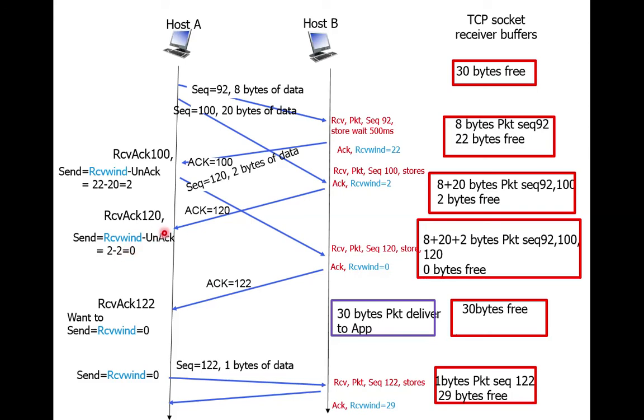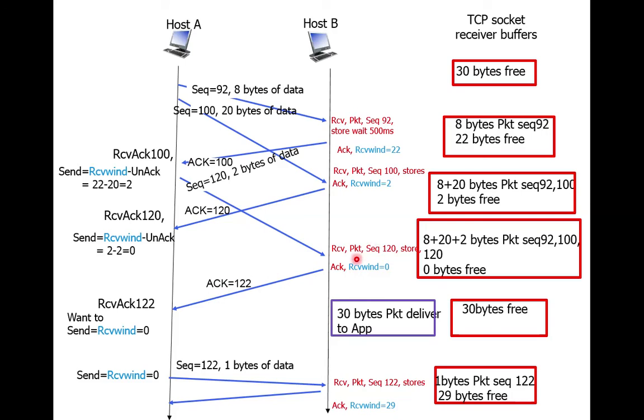Okay, now suppose that this third packet has also arrived and is stored in the buffer. So now 8 plus 20 plus 2, three packets have arrived, and they are 30 bytes. The whole 30-byte buffer space is occupied. So in the buffer we have 0 bytes of free space. Therefore, when host B sends the acknowledgement for this packet, the receive window will be 0, because 0 bytes of free space remain.